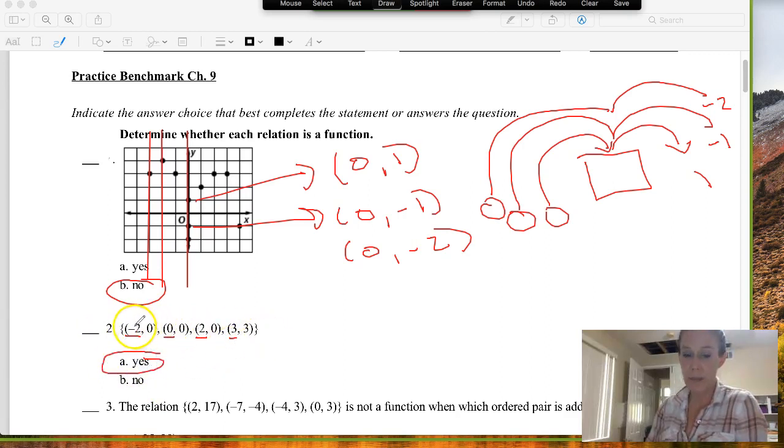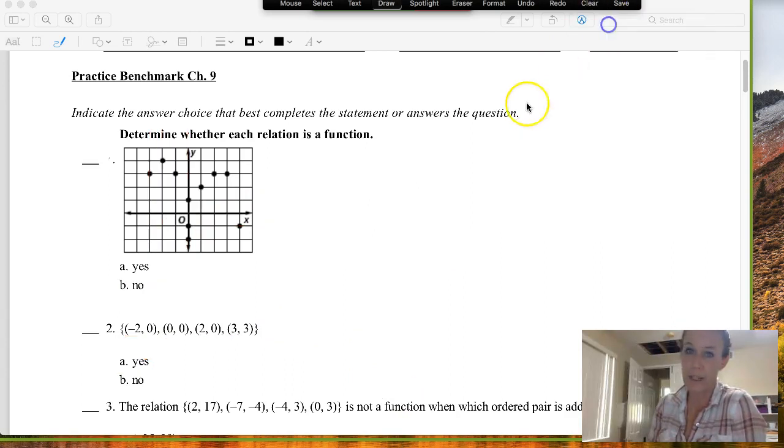Now if they did repeat, if I had another 2 here, let's say, I better get out 0 again. I better get the same answer. And it's the same point. Otherwise, it's not a function. I can't plug in 2 and get out a different answer.